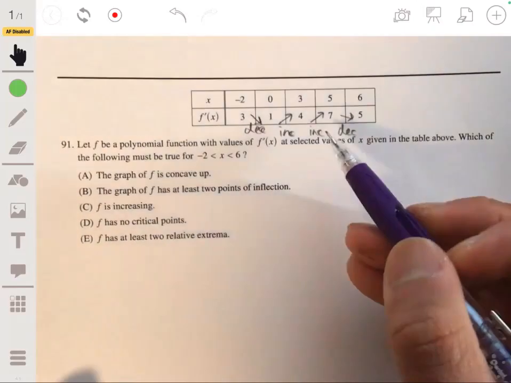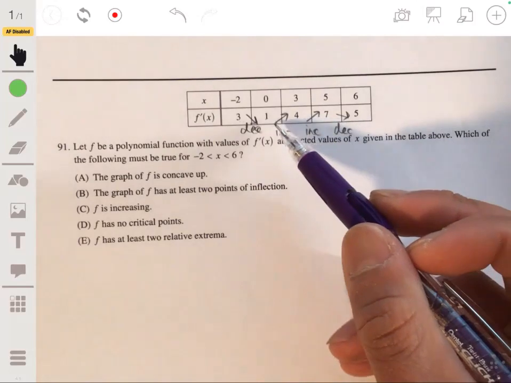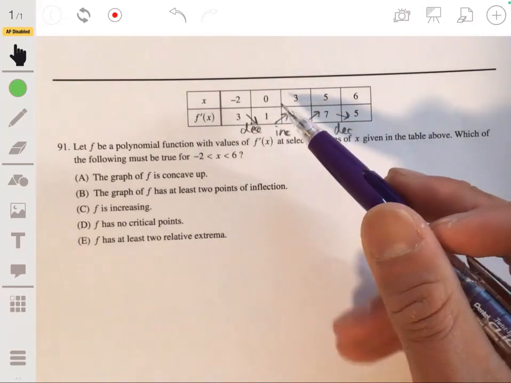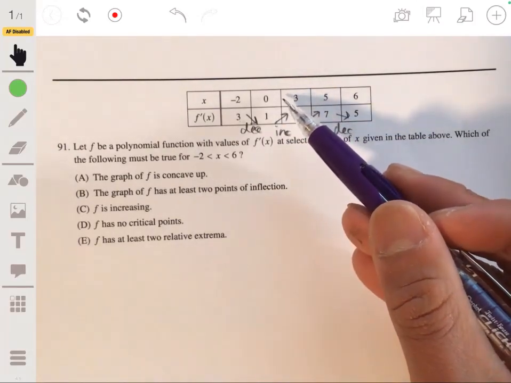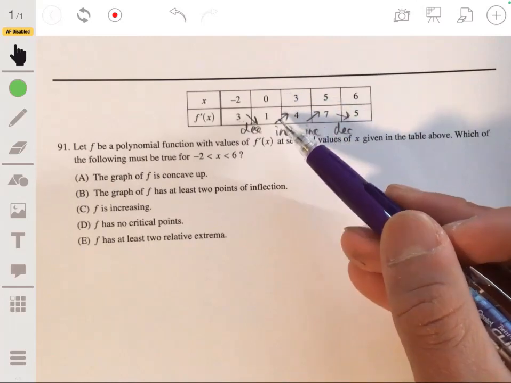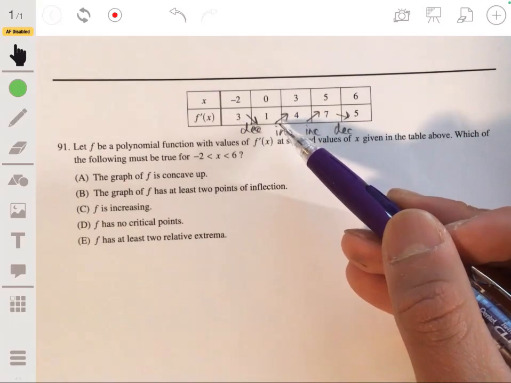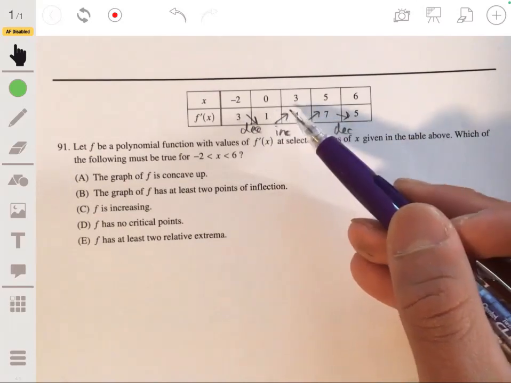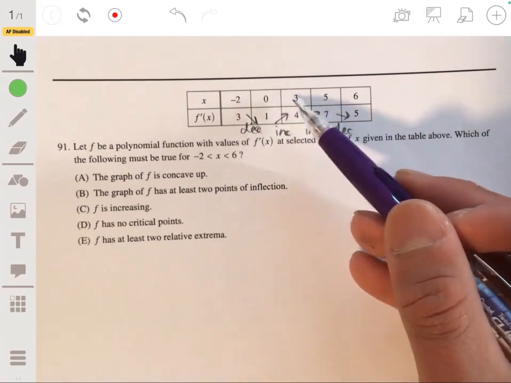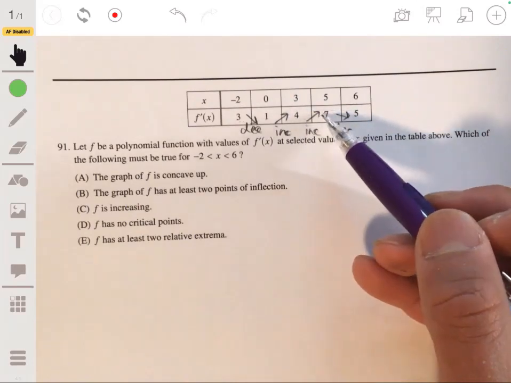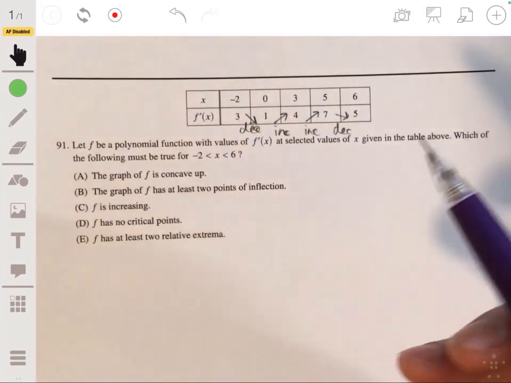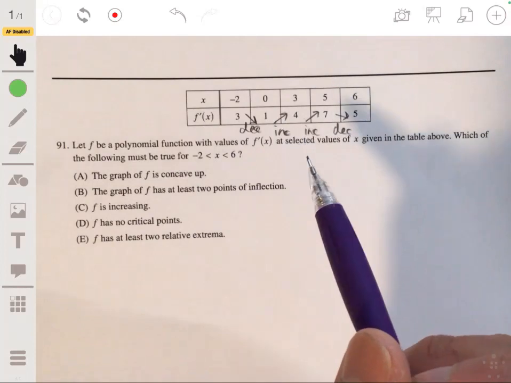Now let me make sure I mention this. It doesn't mean it's always increasing between there, because maybe at 1, maybe from when x is 1, it becomes, you know, like -5 or something. But I just mean the overall from 0 to 3, it's increasing, and from 3 to 5, it's increasing. So be careful about that point.